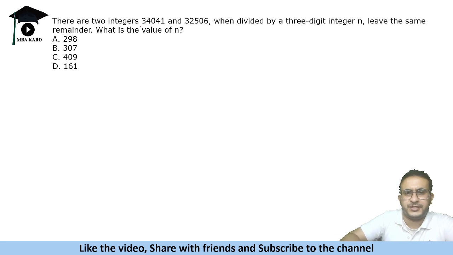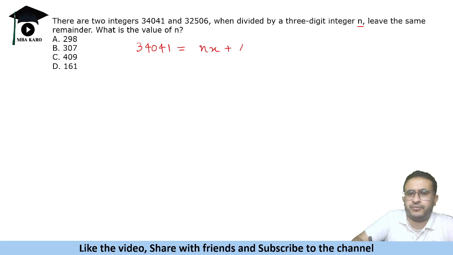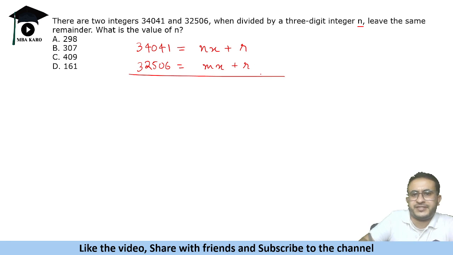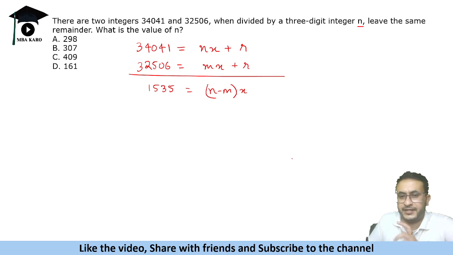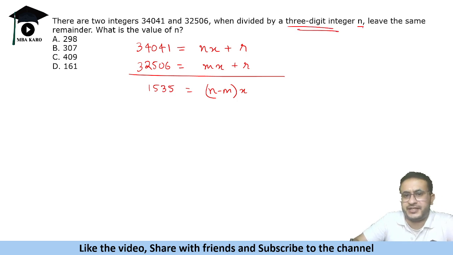Let's look at this concept. 34041 is equal to, let us say it is divided by a number n, so n into x plus a remainder r. And 32506 is, let us say, n into y plus r. They leave the same remainder, so that is r and r. When we subtract these, r will get cancelled, and we get 1535.